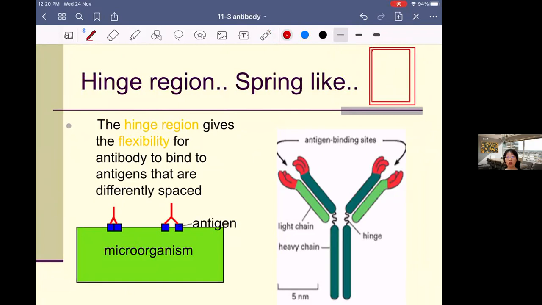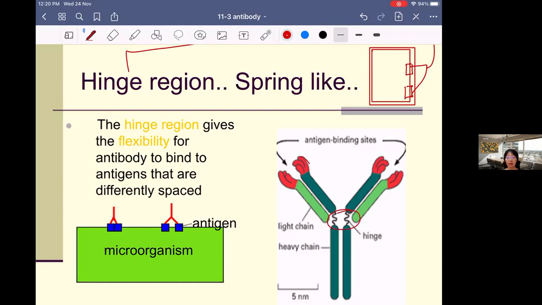Your door can open and close because usually you have these two pieces of metal attached to it that are flexible. So it allows you to open and close the door because of this region here. So this region here is actually called the hinge region. The hinge region of your door is flexible. It allows your door to open and close. So the antibody also has a hinge region. So the hinge region is located here.